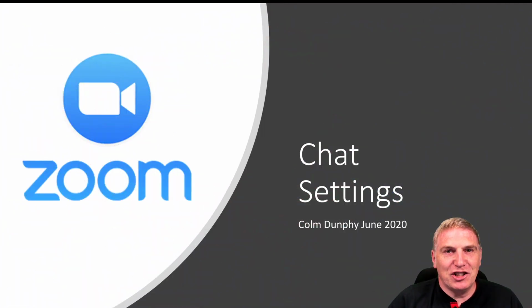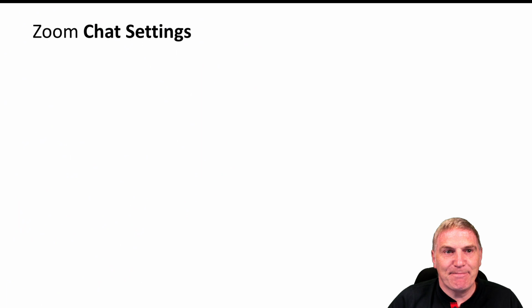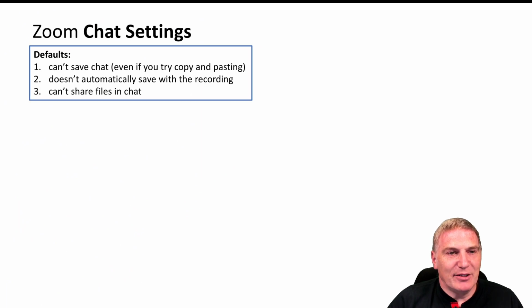Today we're looking at chat settings and where they are. By default in Zoom you can't save chat. Even if you try copy and paste, it just won't allow you. It also doesn't automatically save your chat at the end of a meeting, and you may have heard that that was a feature of Zoom. Also, you can't share files in chat by default.